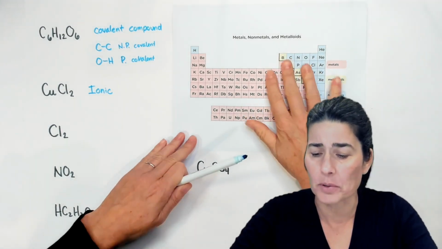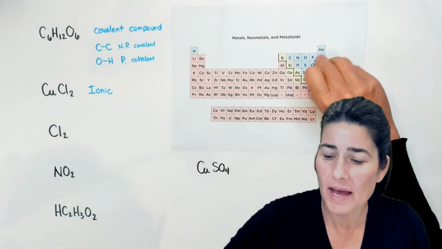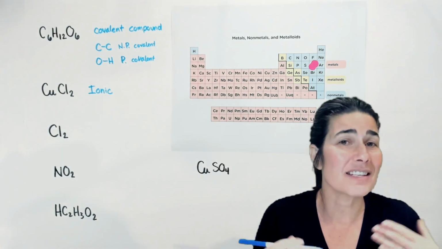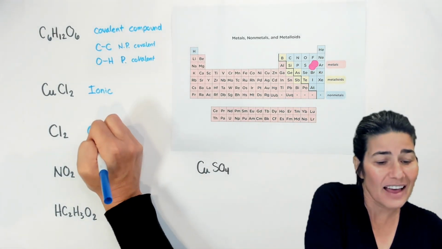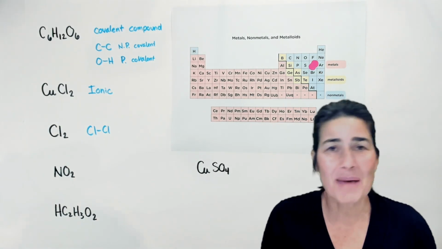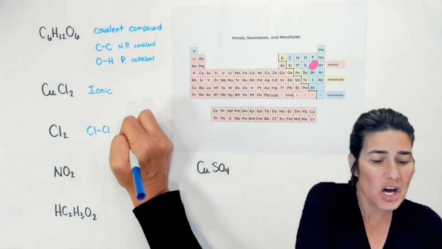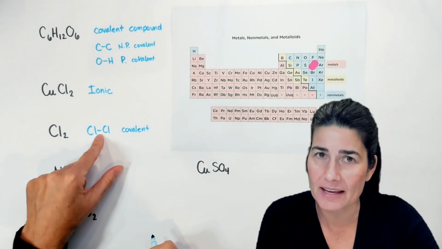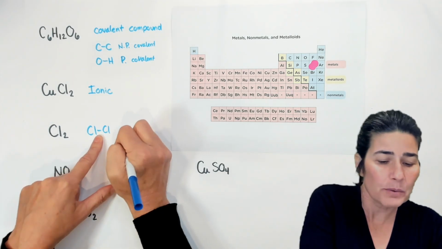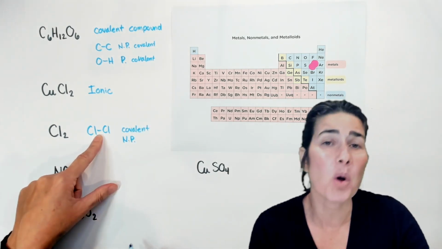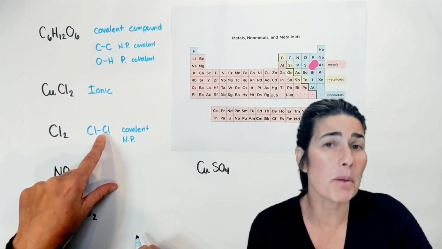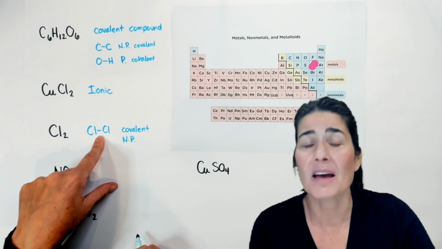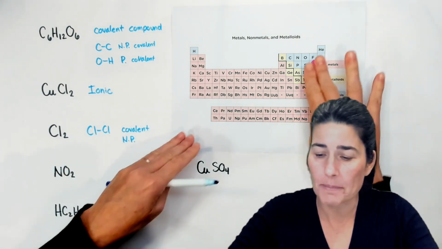Now, our next example, Cl2. We have a chlorine atom, and then we have another chlorine atom. That is just 2 nonmetals, a Cl to a Cl. Non-metal to non-metal, this is going to be a covalent compound. And in particular, this particular bond within my covalent compound, I would classify as a non-polar bond. One chlorine does not pull on those electrons any harder than the other one. No pull, non-polar. All right, let's try a couple more.